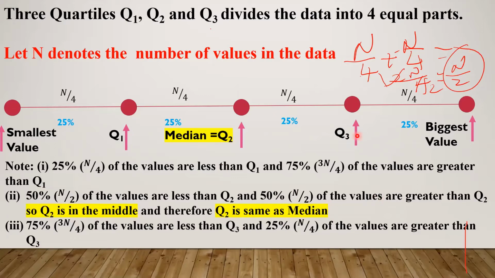If I ask you about Q3, how many values are less than Q3? Look at the left side of Q3. n by 4 plus n by 4 plus n by 4, so it is 3n by 4, and in percentage it is 75%. So 75% or 3n by 4 values are less than Q3. And how many are bigger than Q3? 25% or n by 4.